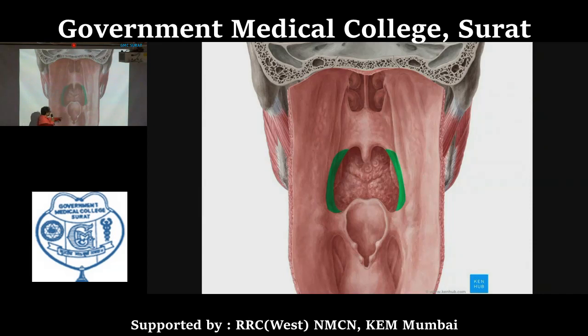Second important point about this pyriform fossa is that it is also known as the smuggler fossa, because this is the site where smugglers used to hide smuggling materials. So this is about the laryngopharynx.